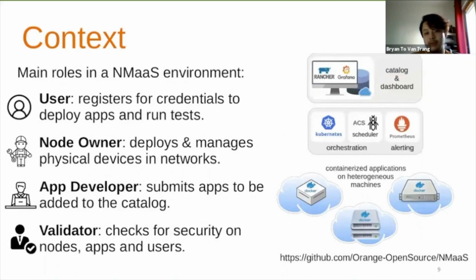Several roles can be used and customized in the NMaaS environment, but we are looking here for four main roles. First of all, we got the user. Simply put, the user logs in the NMaaS, chooses an application, deploys it, and runs the tests. Then we got the node owner, which manages machines over a network. We got the app developer, and as its name suggests, it develops the apps, submits the apps to a catalog. And finally, we got the validator, which lines up nodes, applications, and users for security and compatibility issues.